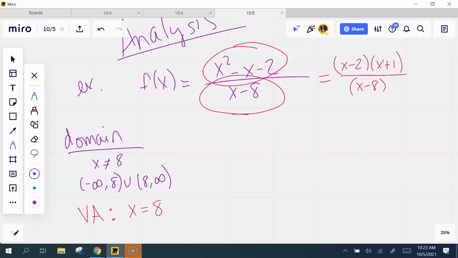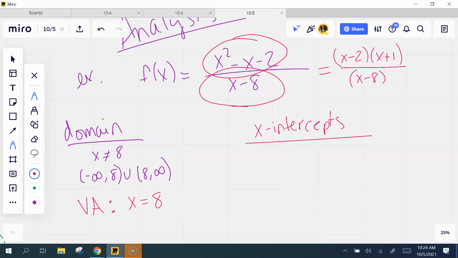All right. Before we get to range, let's look at x-intercepts. You set the top to 0. Make sure nothing cancels, and it doesn't. X equals 2. X equals negative 1.